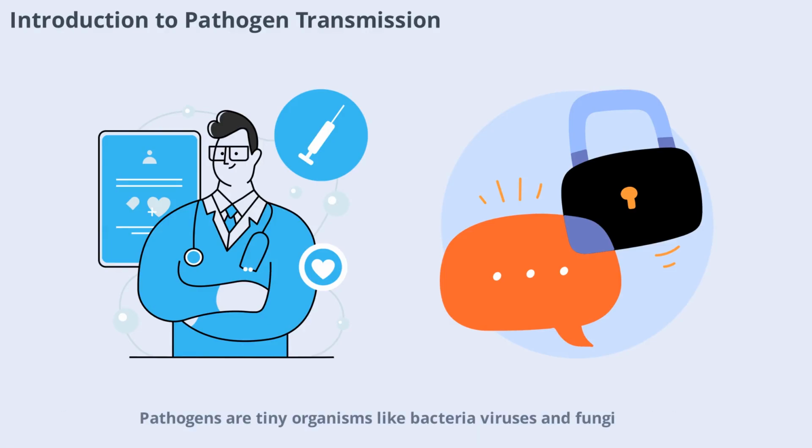Pathogens are tiny organisms, like bacteria, viruses, and fungi that can cause diseases. But how do these invisible invaders actually move from one host to another? Understanding their transmission methods is crucial for preventing illness and keeping ourselves and our communities healthy. In this video, we'll explore the main ways pathogens travel, from direct contact to airborne routes and everything in between. Let's start by looking at why knowing about transmission is so important in our daily lives.